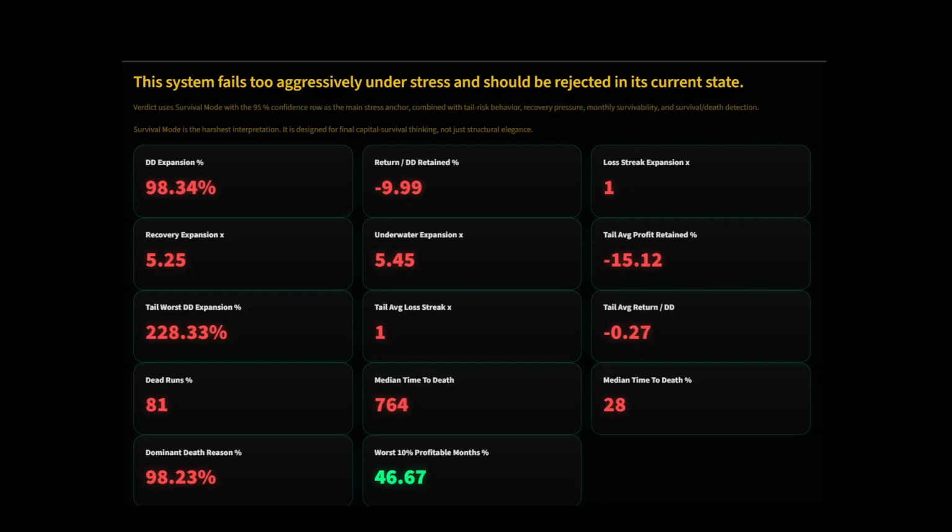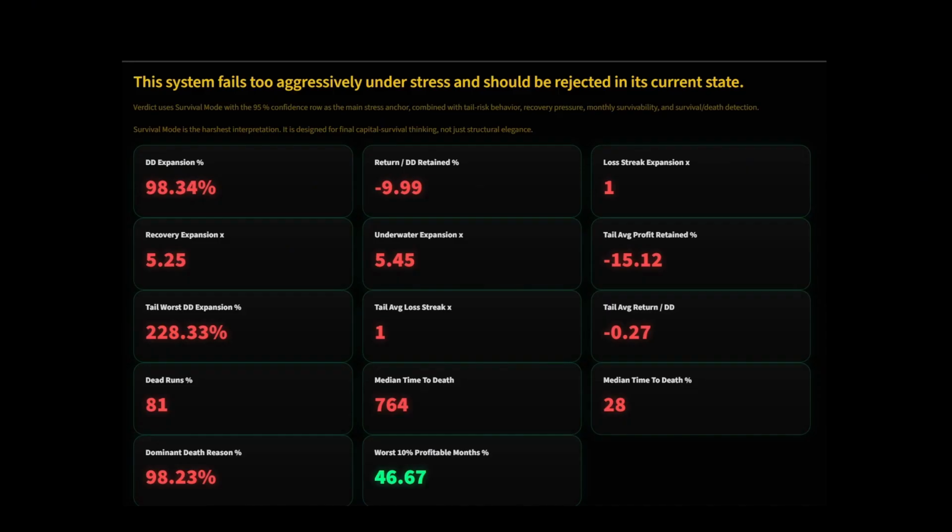Dead runs shows how many simulations failed under the survival rules. Median time to death shows how long it took before the failed runs broke. And worst 10% profitable months shows how much monthly survivability remained in the worst part of the distribution. So this section is not just showing profit or loss. It is showing how badly the portfolio structure degrades when survival mode applies maximum pressure.